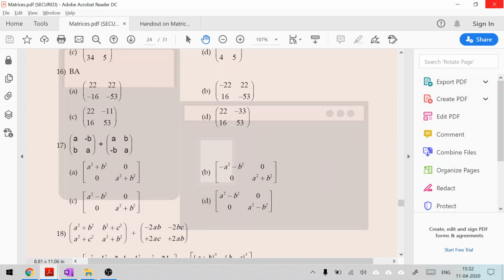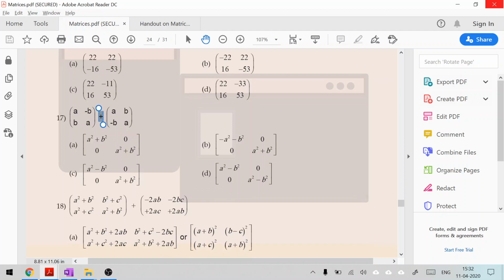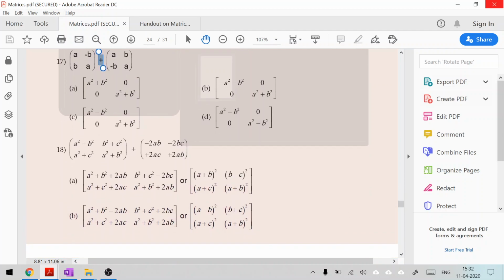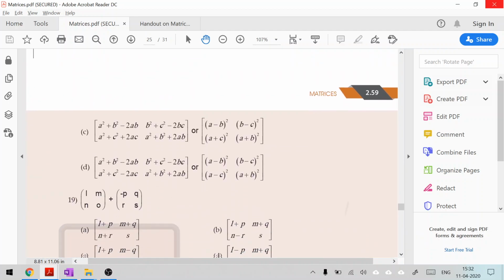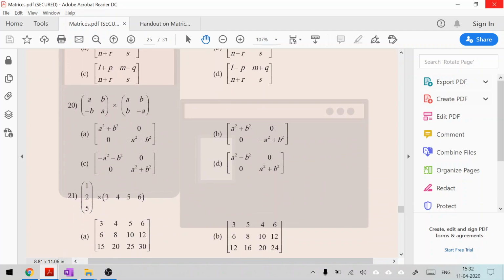Okay. 17th question I told you is matrix multiplication. The symbol here is wrong. That's not plus. It has to be multiplication. So try question number 16 and 17. Then you can try question number 20. Okay, you can try question number 20. 20 is also multiplication. I will do question number 21.